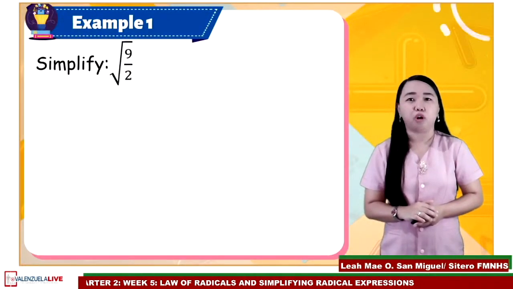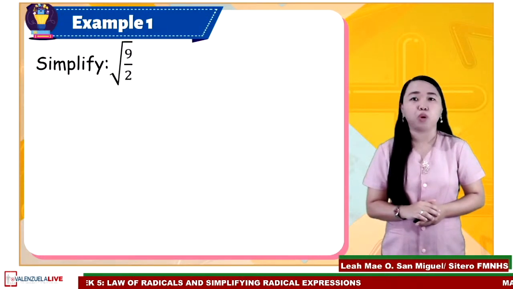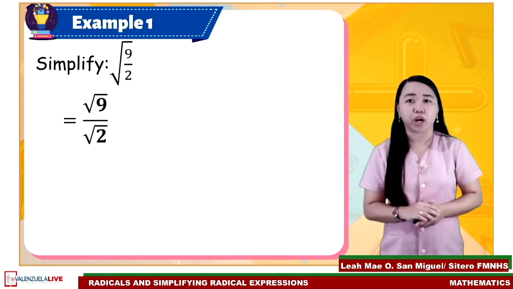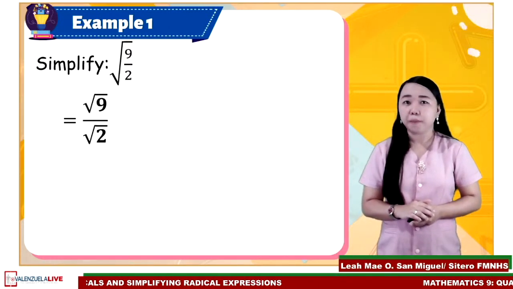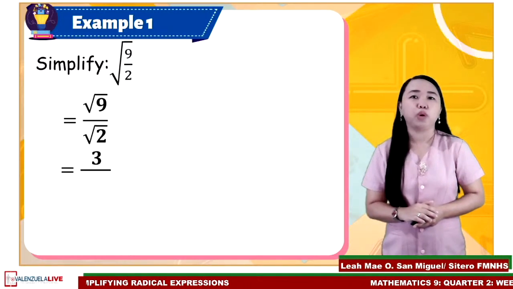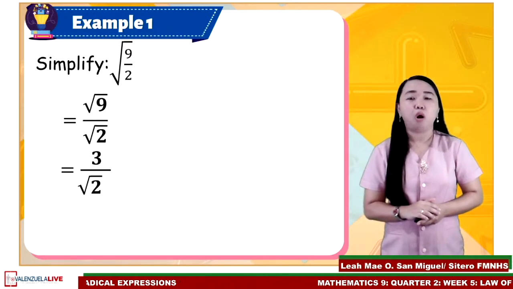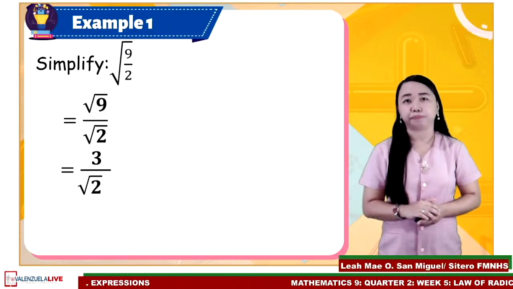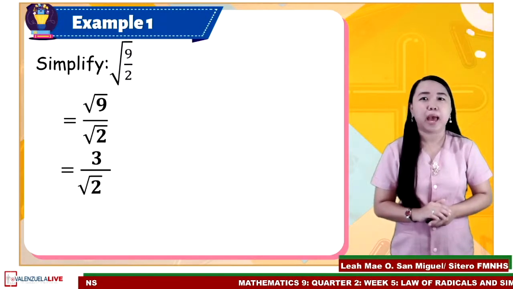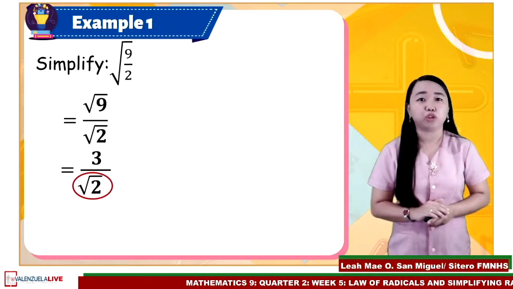Simplify square root of 9 over 2. By applying the converse of the quotient rule of radicals, we have square root of 9 over square root of 2. Simplify: square root of 9 is 3, and square root of 2 is already in simplest form. Then we have 3 over square root of 2. By observation, you will see that the denominator contains a radical, and that is square root of 2.